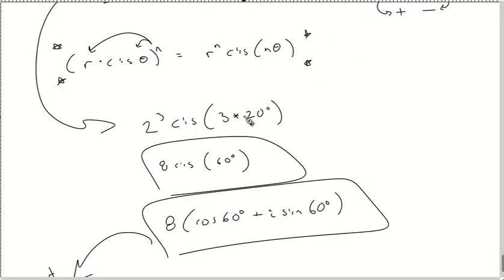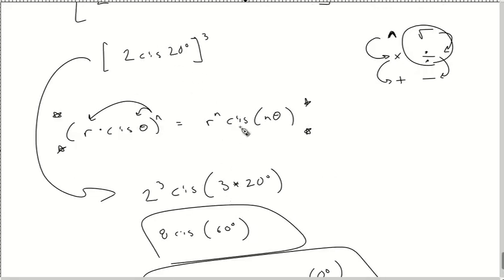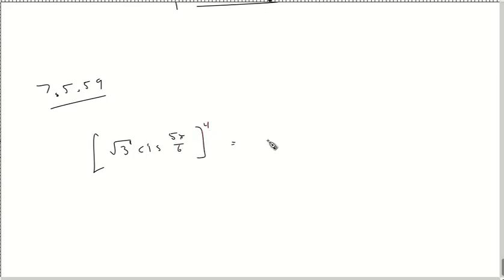Okay. Well, the problem was not hard, right? Look, this was your big leap from here to here. Do you think you can do that? I think you can. I have confidence in you. Let's do it again. It says square root of 3 CIS of 5 pi over 6, and now all to the 4th power. So now it's the square root of 3 to the 4th power CIS of 4 times pi over 6.